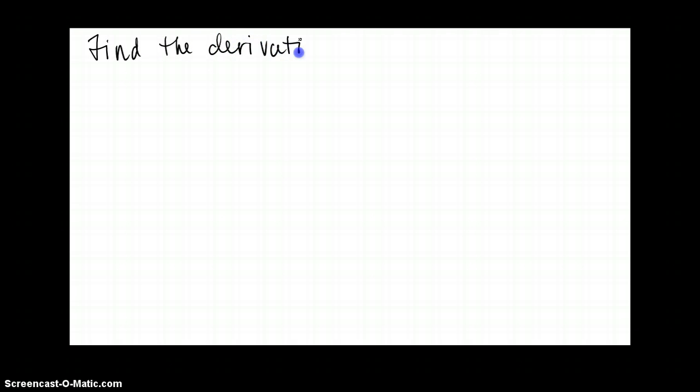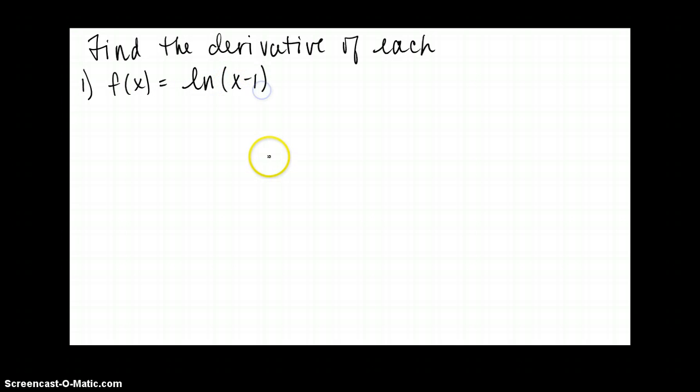So find the derivative of each. And again, natural log is just a new rule. We can combine it with any other derivative rule we've learned. So f of x equals the natural log of x minus 1. So the derivative, 1 over x minus 1 times the derivative of the expression, which is just 1.